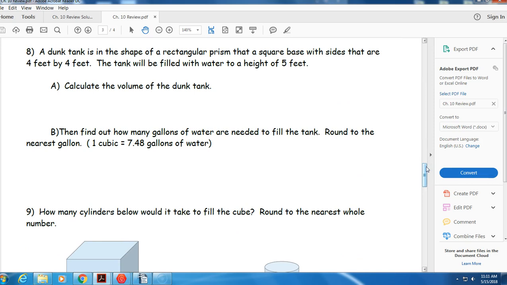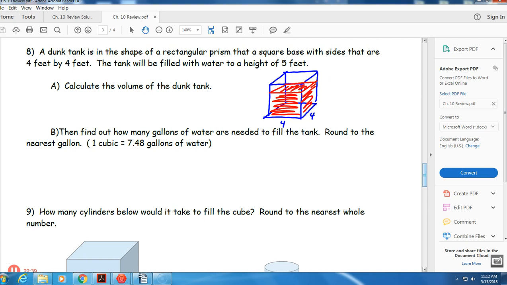A dunk tank is in the shape of a rectangular prism with a square base. So guess what? I better draw it. So dunk tank, square base, copy, paste. There's my dunk tank, 4 by 4 it says. We're talking feet. I fill it with water to a height of 5 feet. I don't know why my water's red, but my box was blue, so I couldn't make my water any other color. So this is the water, in this area.